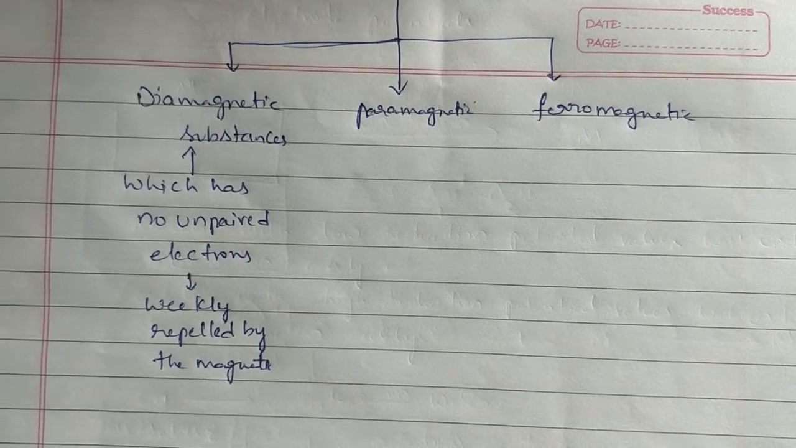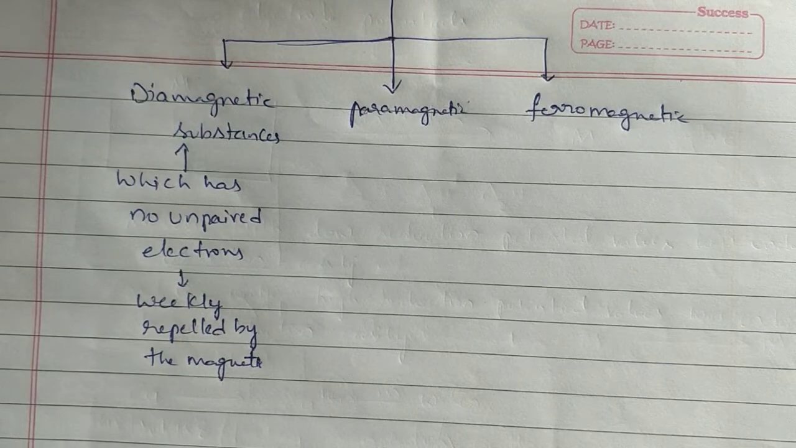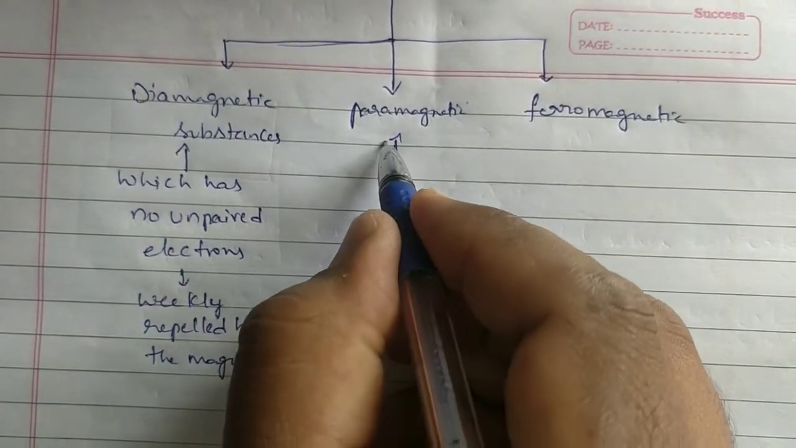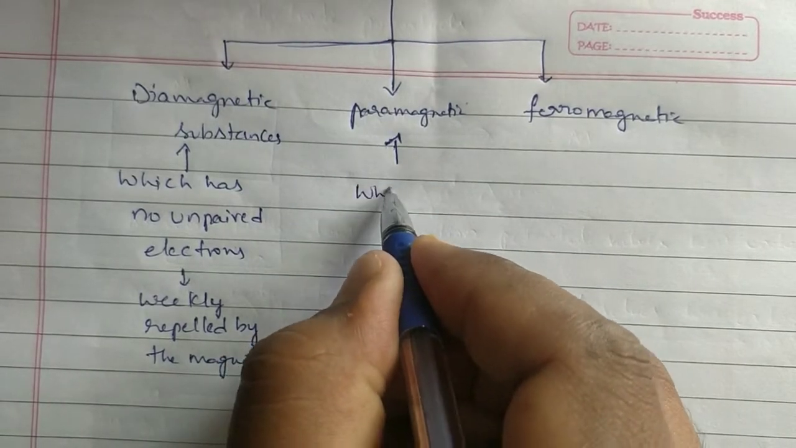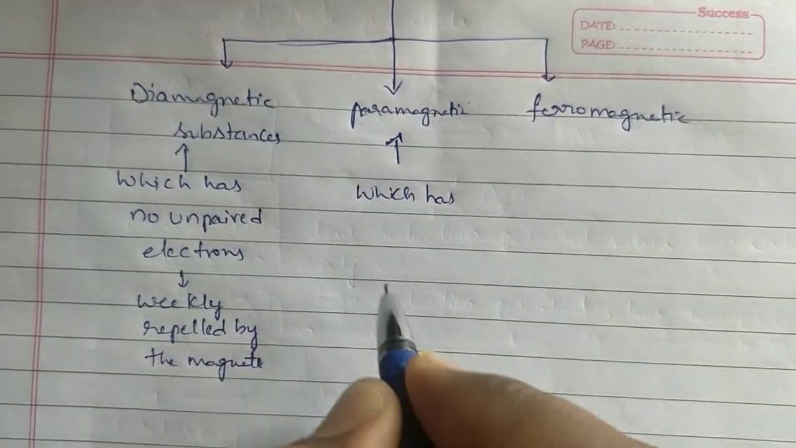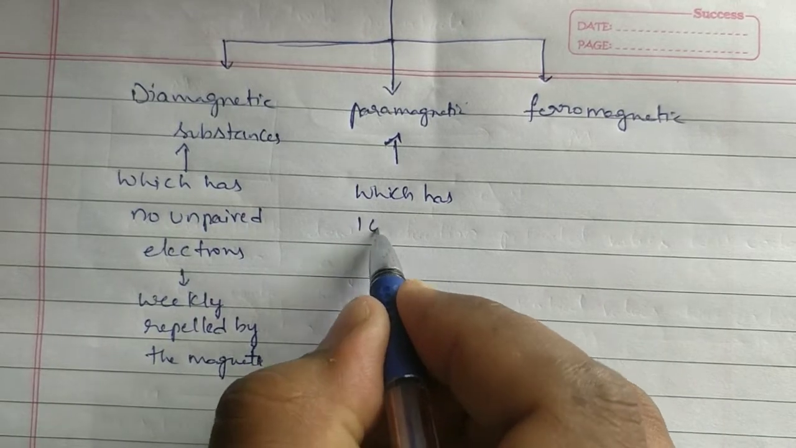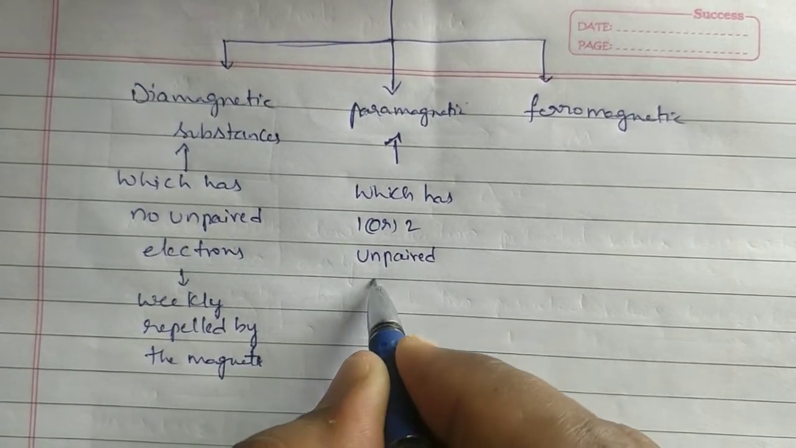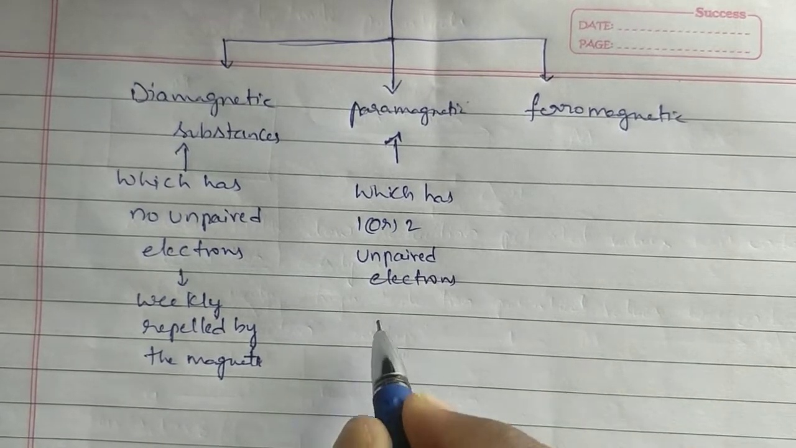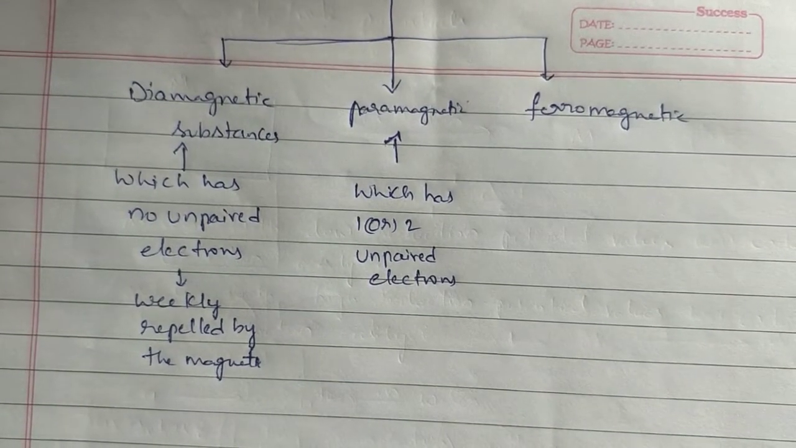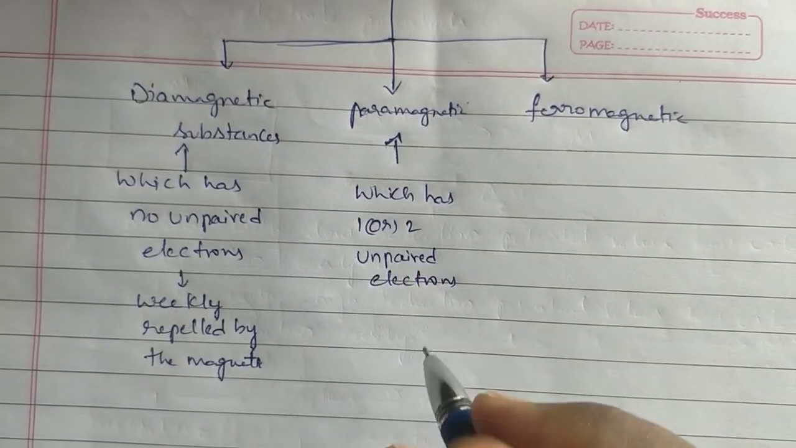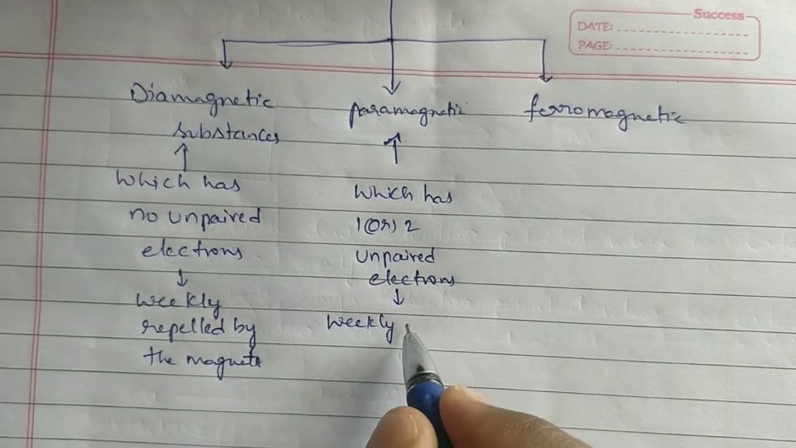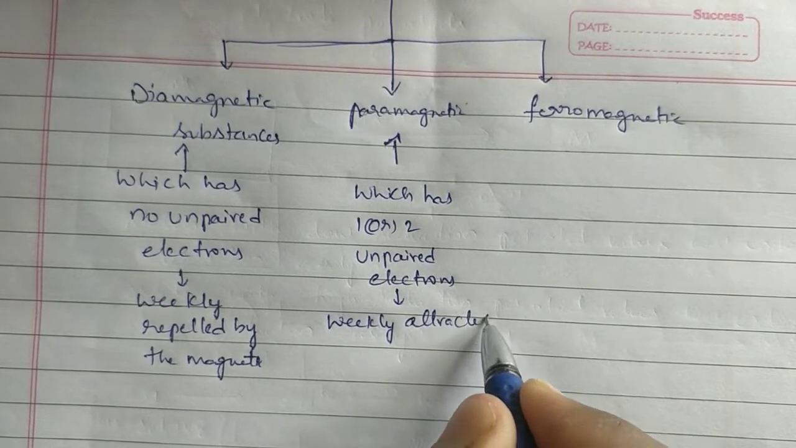Diamagnetic substances have no unpaired electrons. They are weakly repelled by the magnet. Paramagnetic substances, the substance which has one or two unpaired electrons, is called paramagnetic substance. Paramagnetic substances are weakly attracted by the magnet.